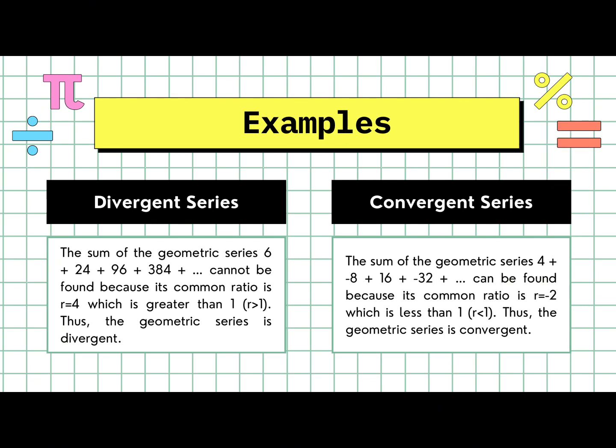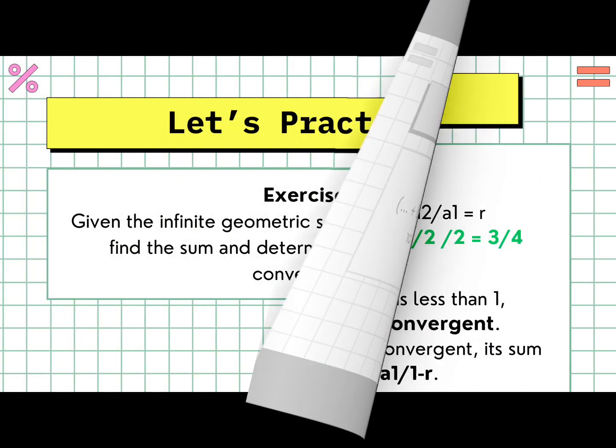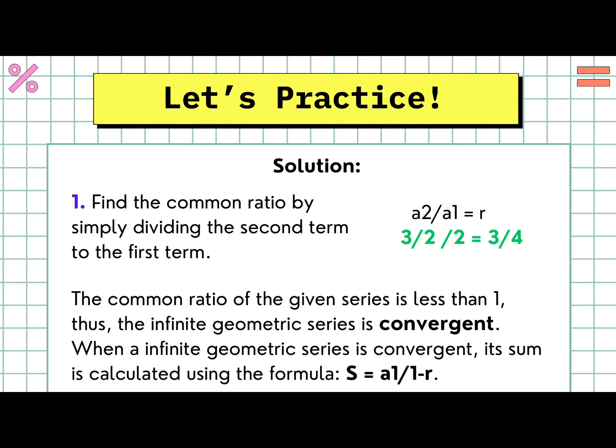Another example is the sum of the geometric series 6 plus 24 plus 96 plus 384, which cannot be found because its common ratio is 4, which is greater than 1. Thus, the geometric series is divergent. Now, let us try to solve this exercise. The formula used to solve the sum of the convergent infinite geometric series is S sub n is equal to a sub 1 divided by 1 minus r.